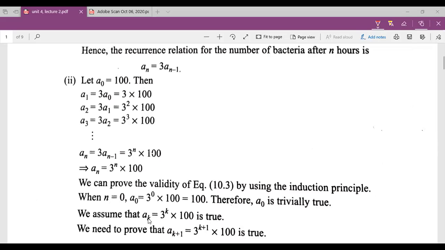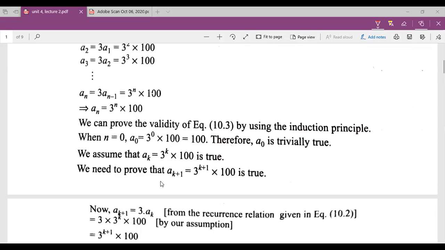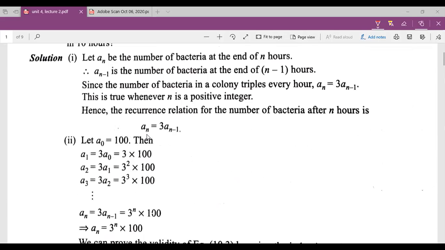Similarly, we assume that a_k = 3 to the power k times 100 is true. We need to prove that a_{k+1} = 3 to the power k+1 times 100 is also true. We have to prove this relation. Now a_{k+1} is equal to 3 times a_k, from the recurrence relation a_n = 3 a_{n-1}.